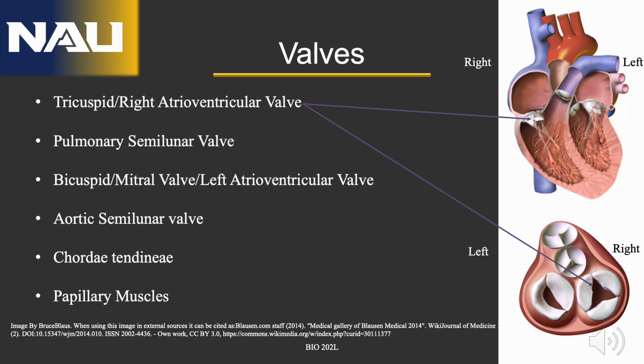Attached to that is a papillary muscle, and those help keep this open when blood is flowing through here, but it also stops the flaps or leaflets from going the other way, allowing blood flow outside of the right ventricle. Next, we have the pulmonary semilunar valve.